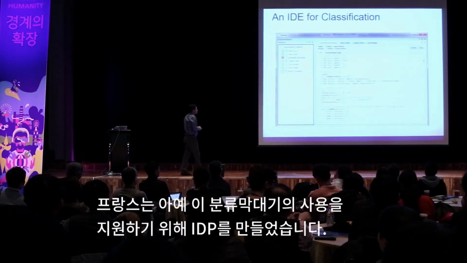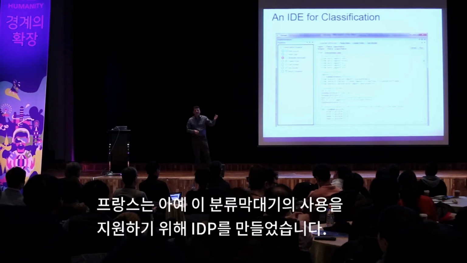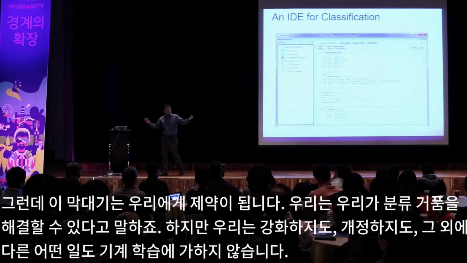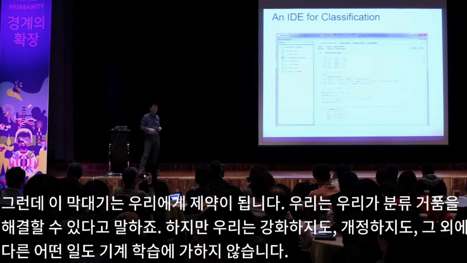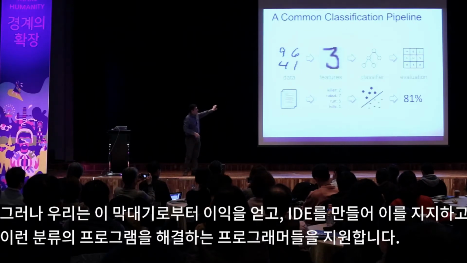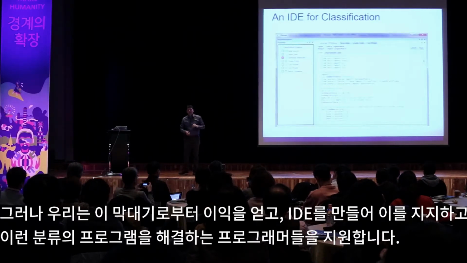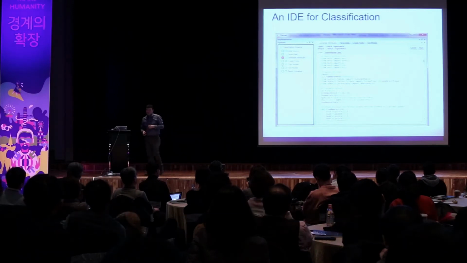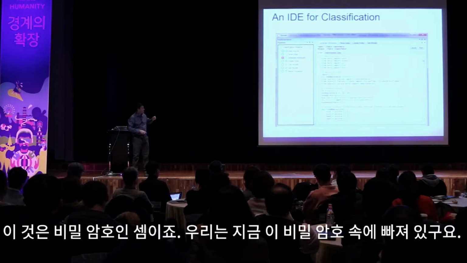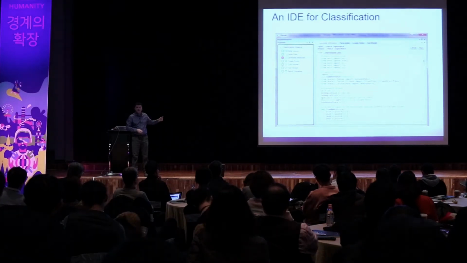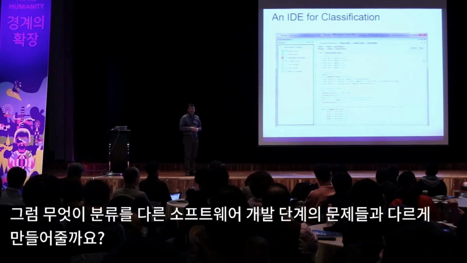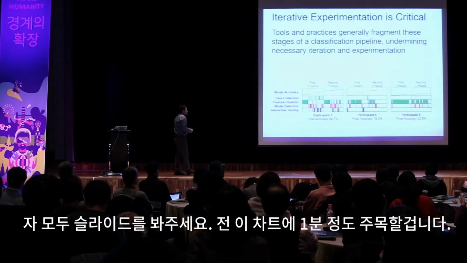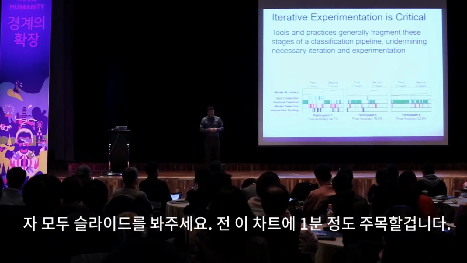And so Gestalt proposes an IDE to support that classification pipeline. This is going to be our constraint. We're going to say we can solve classification problems. We're not doing reinforcement learning, we're not doing unsupervised learning, we're not doing these other kinds of things that machine learning people do, but we're going to take advantage of this pipeline and then build an IDE to support programmers as they solve these kinds of problems. And so it is code, right? We've now jumped over into code. So what makes classification different from any other software development problem? Right? And so we looked at this. I'm going to zoom in on these charts in a minute here.